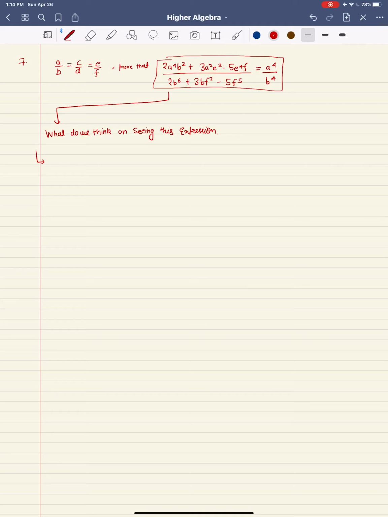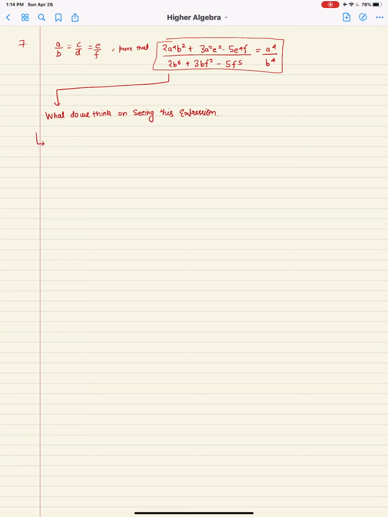So today we are going to solve question number 7 from Holland Knight linear algebra. Let us start. How do we think on seeing this type of question, and how do we solve or tackle such problems? The question says, prove that, and there is a complex LHS and a simplified RHS, and somehow we have to arrive from the left hand side to the right hand side.